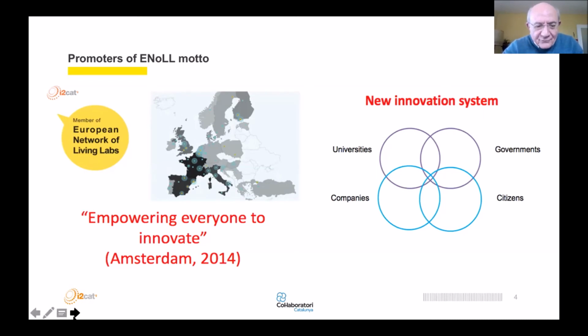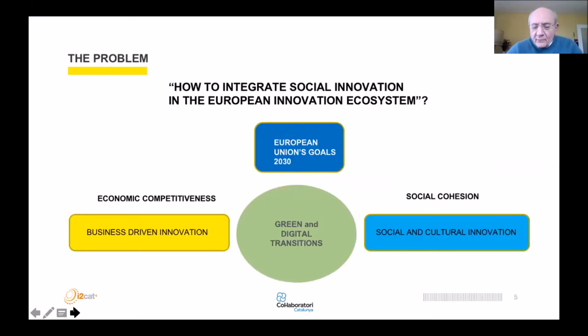Particularly, we have this issue now. In the next years, we have the big digital and green transitions as the European Union strategy, but we still have this kind of separation between what we call economic competitiveness on one side, that is basically the goal of business-driven innovation. The whole European innovation system is still on this kind of approach. And on the other side, we have this strategic idea of social cohesion in the European model. And this social cohesion is more related with social and cultural innovation.